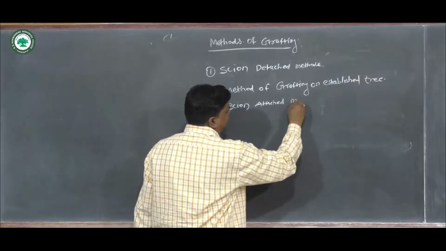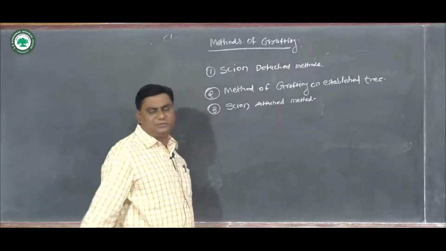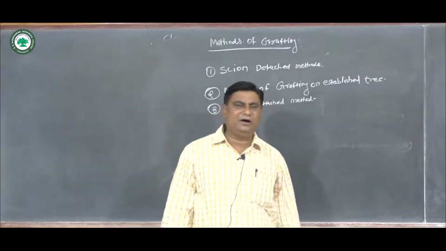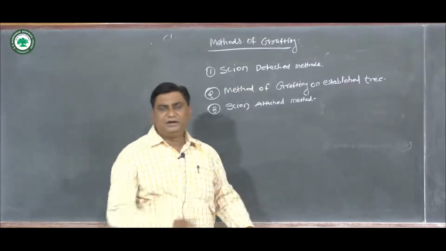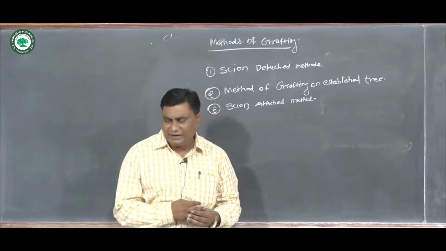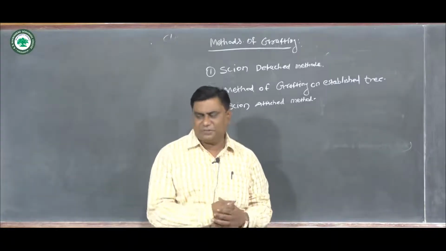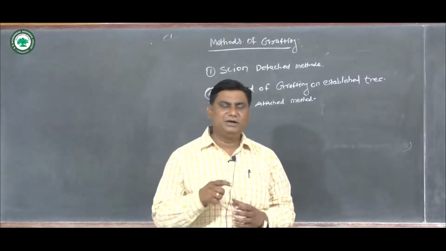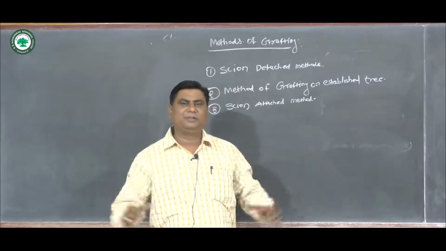attached method. Okay, third one is what? That is the scion attached method. In case of the first method, what is that? Scion detached method. These are the methods of grafting in which the particular scion is detached from the mother plant.